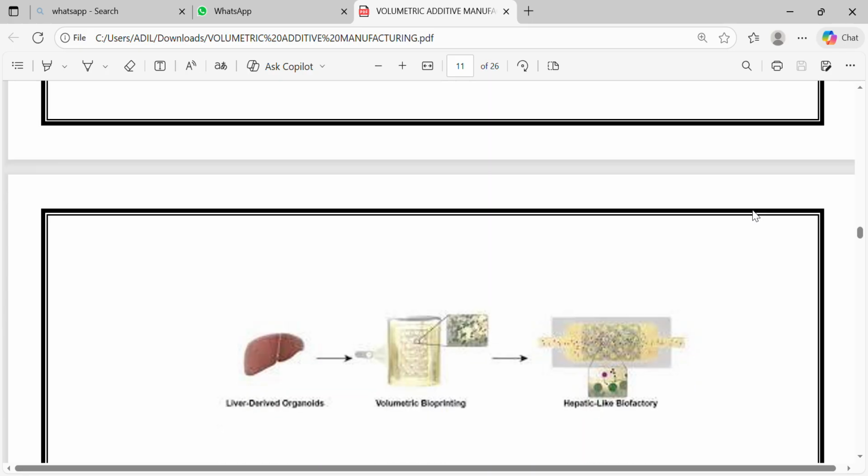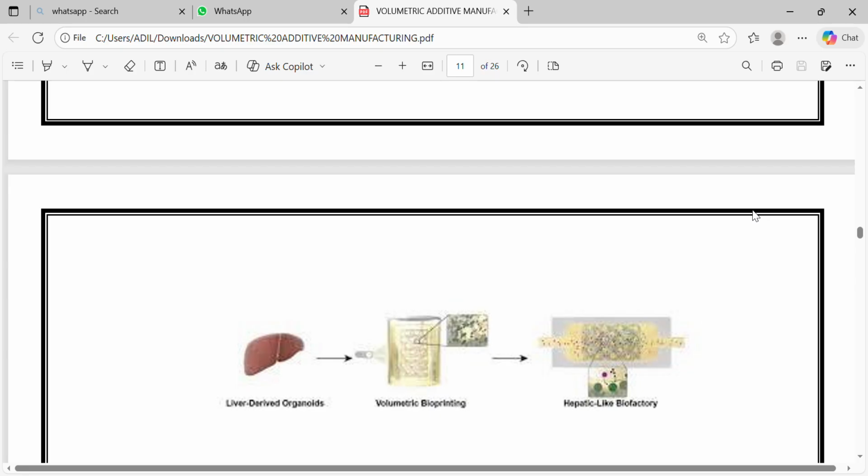Here is a diagram. This diagram shows a process involving liver-derived organoids. Here is a breakdown: liver-derived organoid, the starting point, with an image of the liver section.